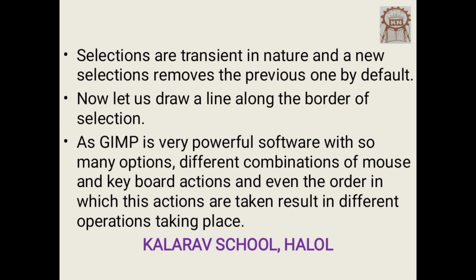Selections are transient in nature, and a new selection removes the previous one by default. Now let us draw a line along the border of the selection. As GIMP is very powerful software with so many options, different combinations of mouse and keyboard actions, and even the order in which these actions are taken, result in different operations taking place.